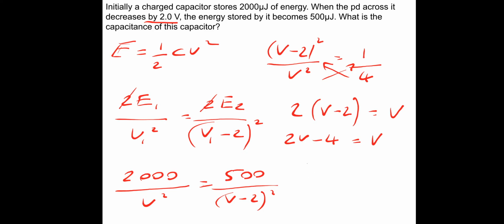So 2V minus V, we'll just leave V, equals 4 volts. So the initial voltage is 4 volts. Now we can finish this off.